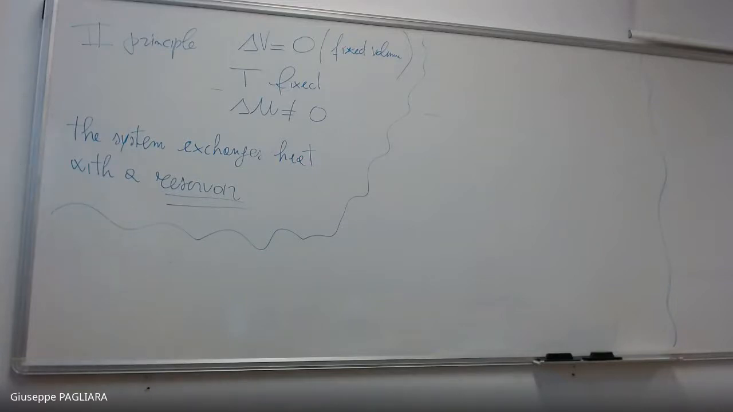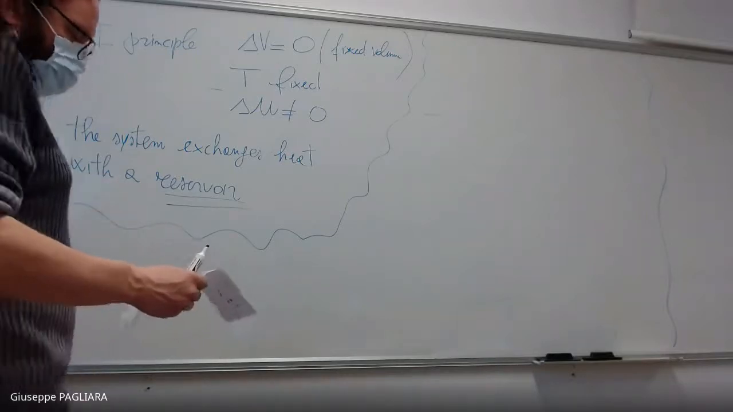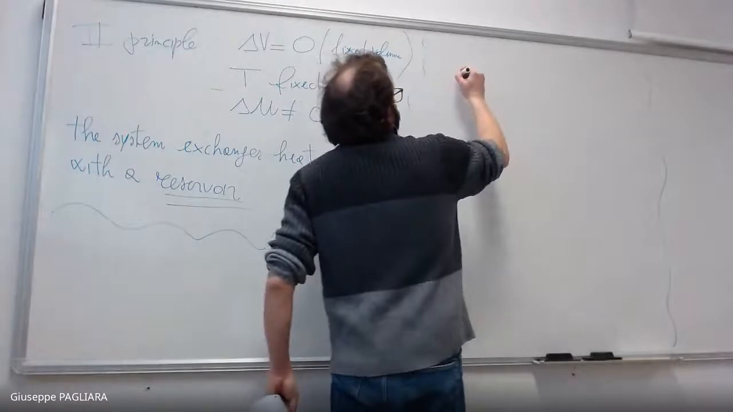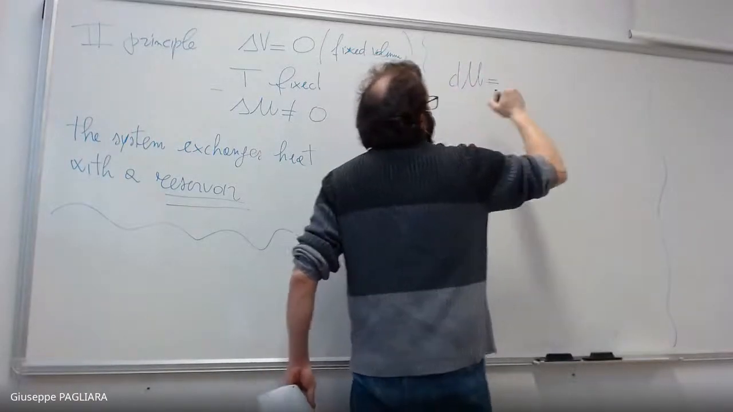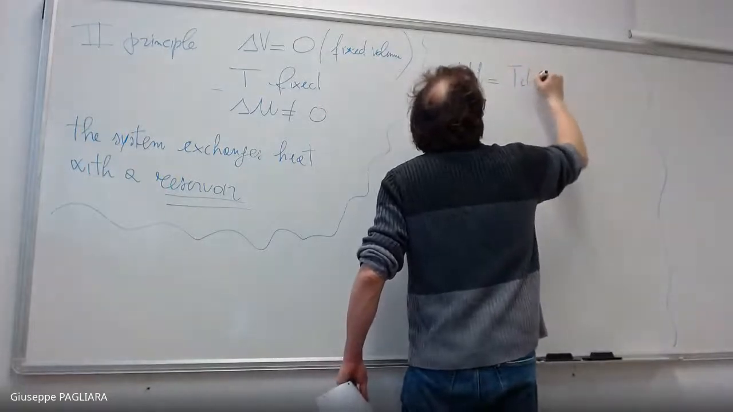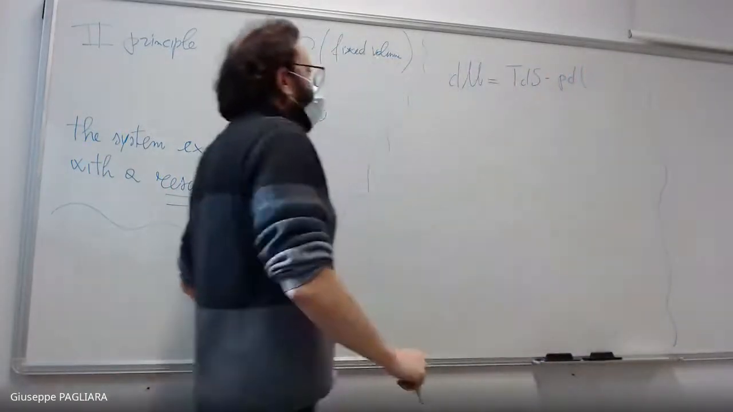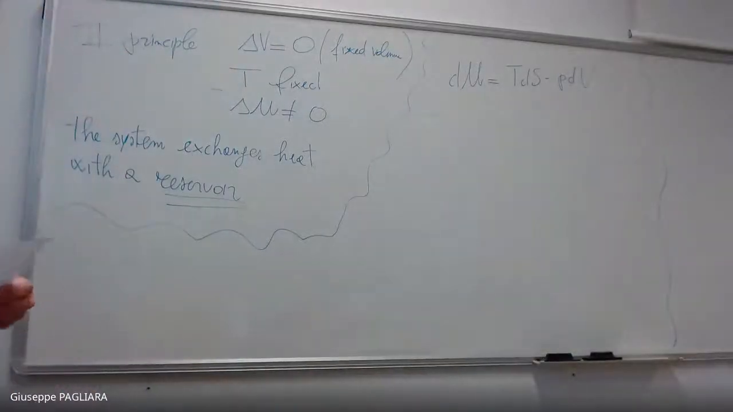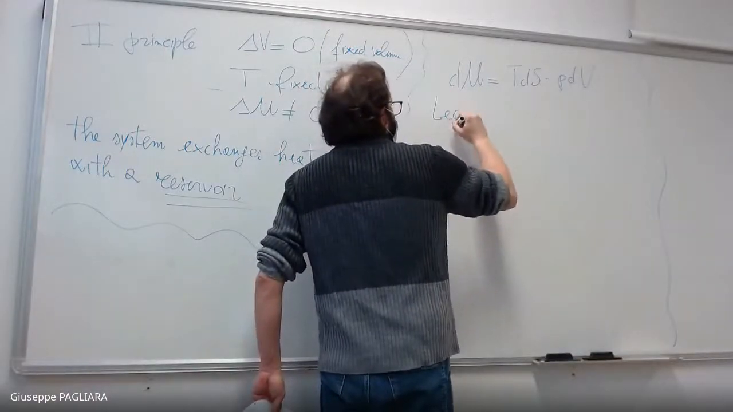Indeed, what we do now is to introduce the Helmholtz free energy. So let me remind you that what we wrote before is that dU was equal to TdS minus PdV. Okay, so now this is the starting point. Let's do what is called a Legendre transformation.